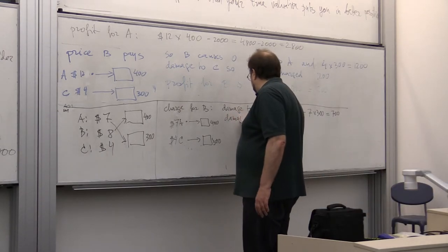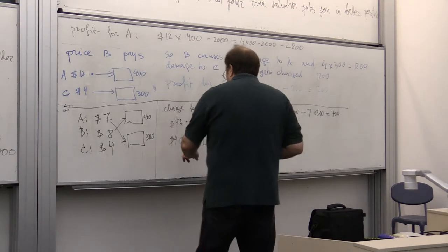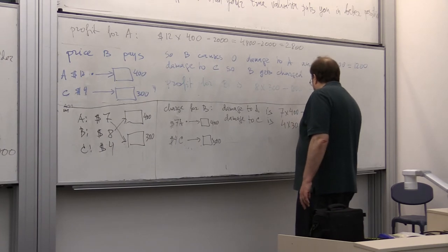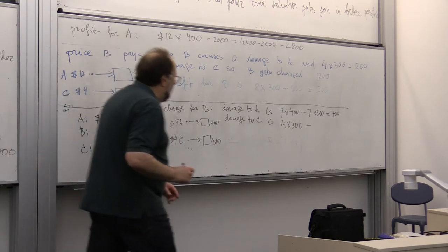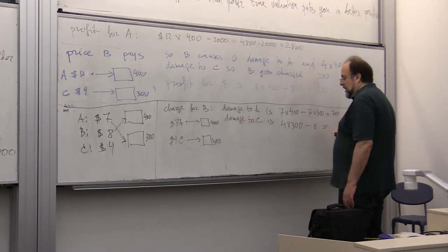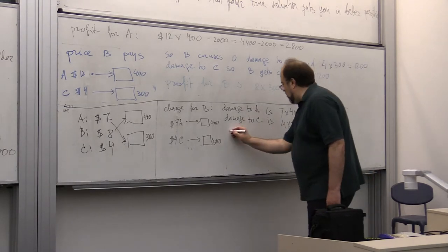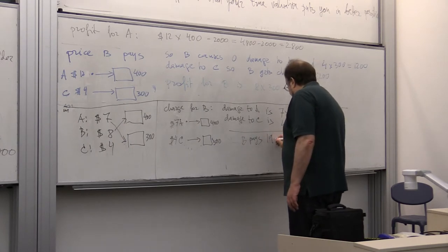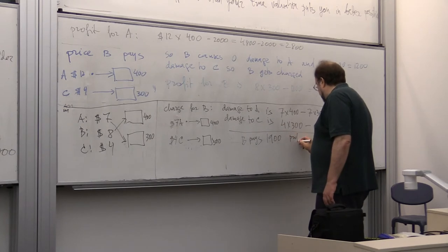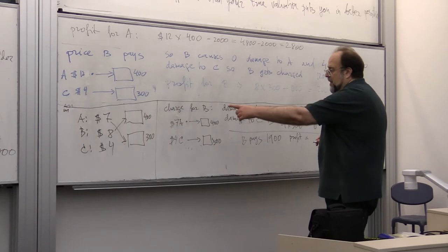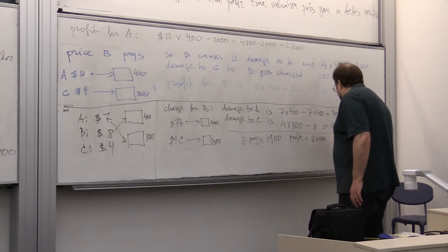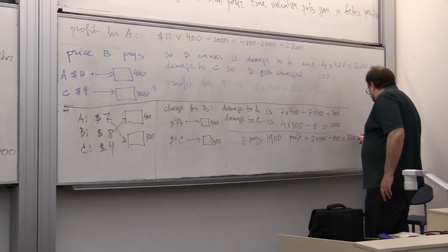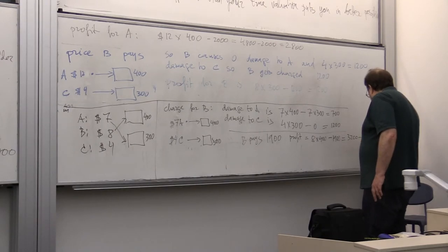Damage to C is, well, C without being in the picture would have gotten 4 times 300. And with B in the picture, C gets 0. So damage to C is 1200. So B pays 1900. Profit would be, let's see, B is 8 times 400 minus 1900, what's that? This is 3200 minus 1900, which is 1300, right?